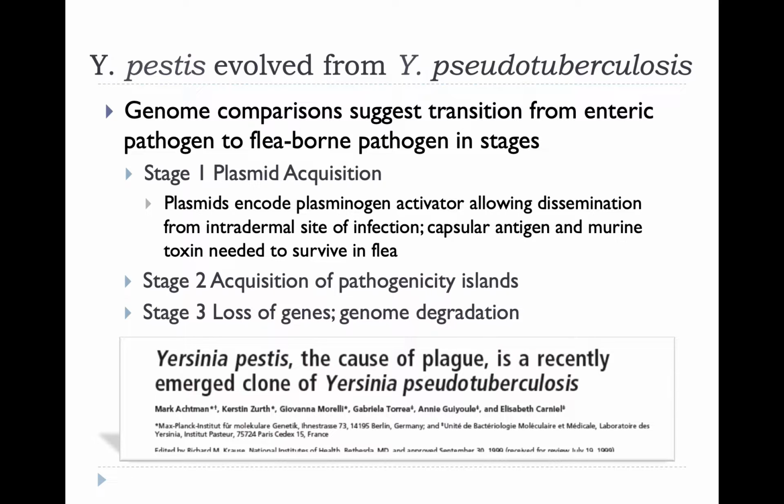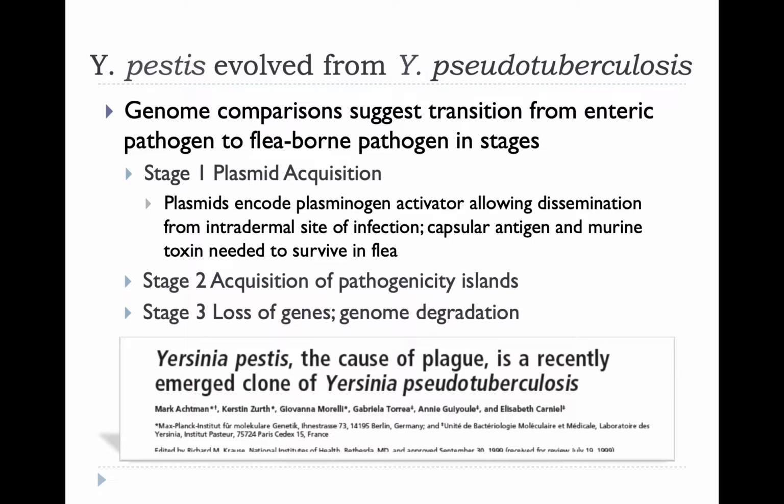A protein capsular antigen and the so-called murine toxin were needed for survival in the flea. In addition to that, there were a variety of pathogenicity islands, as we call them, which are regions of gene clusters that have been inserted into the chromosome of the pathogen. And also, the third stage of this was that many of the genes that were needed for Yersinia pseudotuberculosis to live in its more generalist lifestyle were lost.